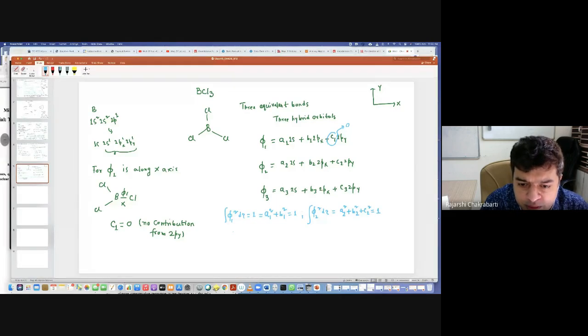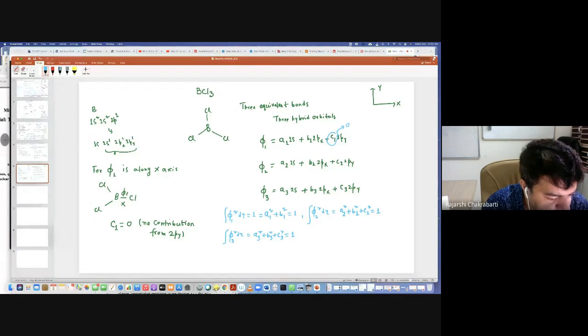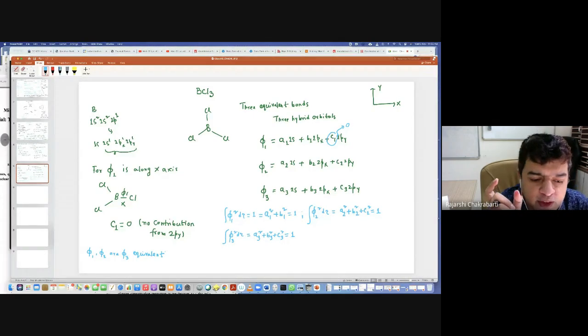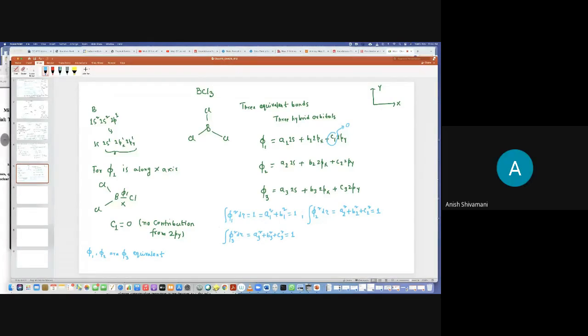What about phi 3 square d tau? Fine with all of you? Now phi 1, phi 2 and phi 3 are equivalent. If phi 1, phi 2, phi 3 are equivalent, what do you do?